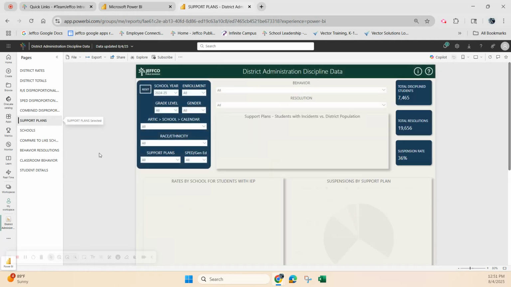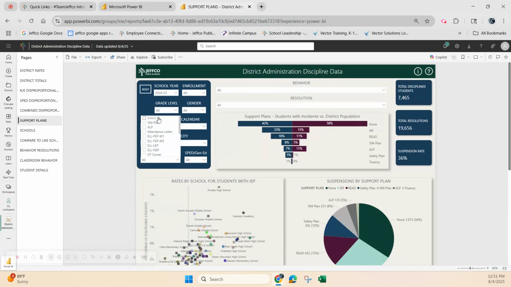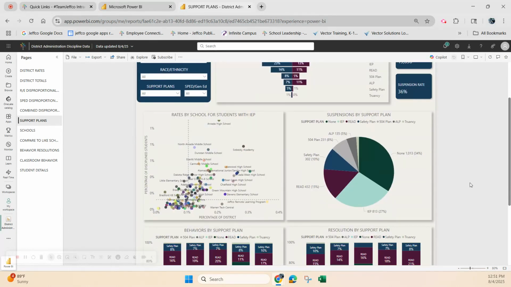The next tab is your support plans. You can filter by all specific flags that are in Campus. So if you want to look at what your multilingual learner data might say, that is another thing you could do, or just any of those flags. Again, this will default to general education and special education for this certain tab. So just make sure that you're aware of that, and you're not filtering out something that you might want to be including in your data.